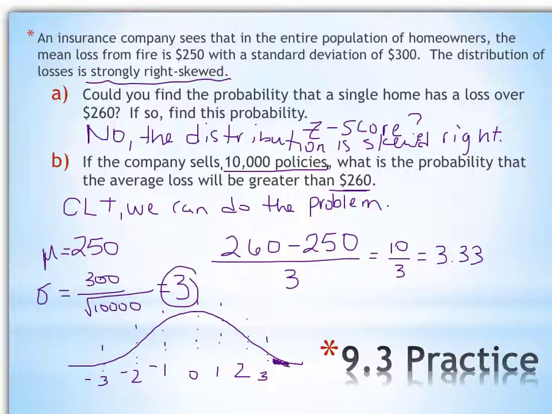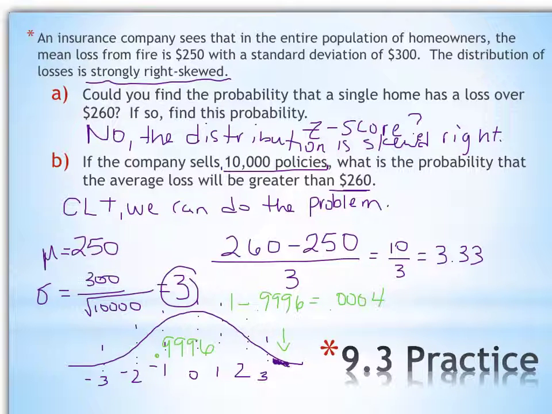If I look it up in the chart, I get the left side to be, because remember, whenever you're looking something up, it tells you the left, 0.9996. Do I want the shaded left side? No, I want the right. So what do I have to do? I have to do 1 minus that, 1 minus 0.9996. And that gives me 0.0004.